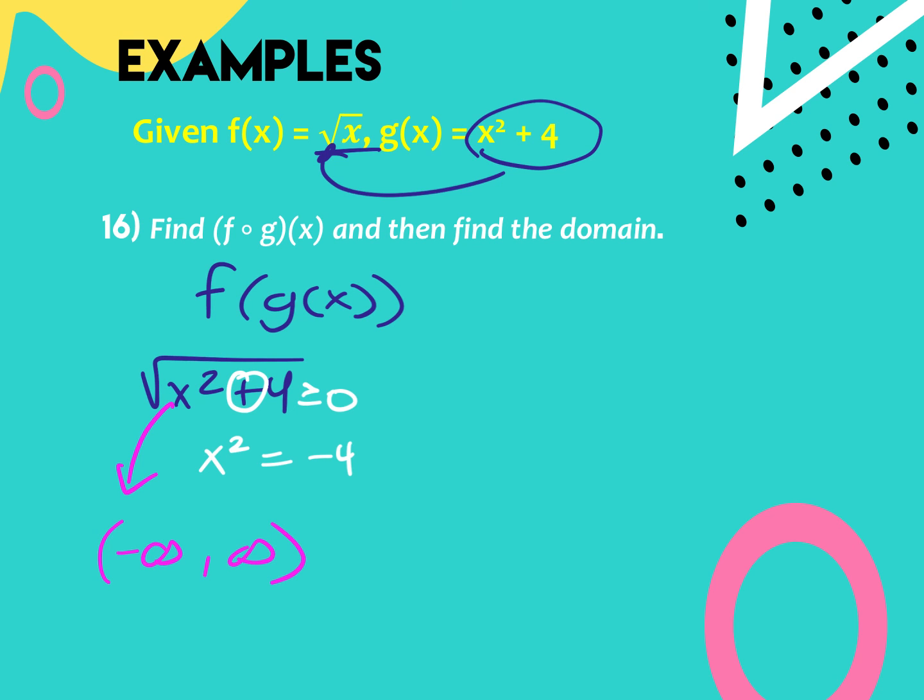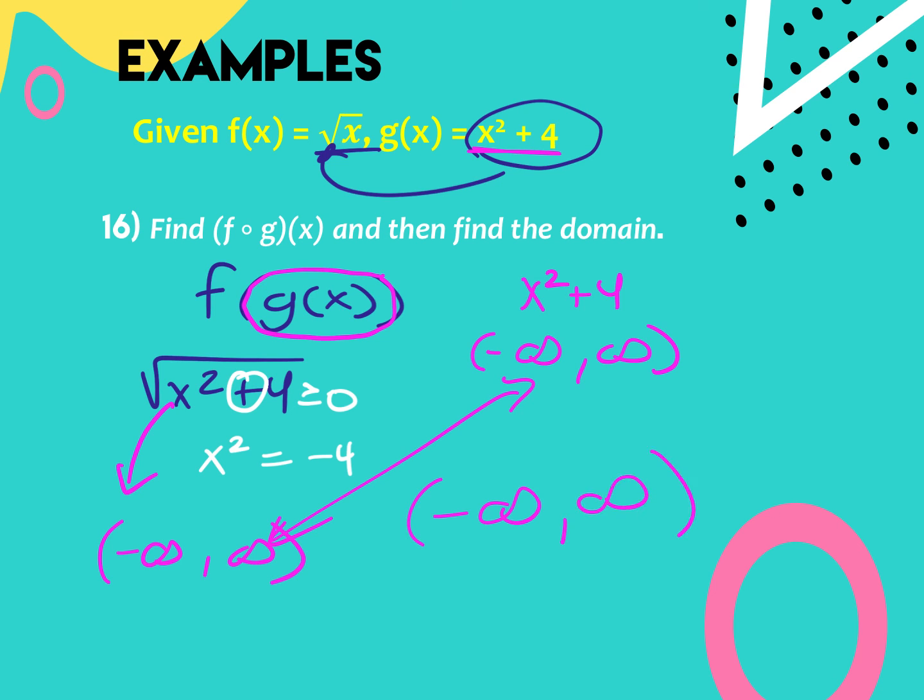So then we have to go back and check the initial domain restriction on the one on the right, which is my g of x. And because that's x squared plus 4, there's no domain restriction there either. That would be -infinity to +infinity. So the overlap here is the whole thing. -infinity to +infinity would be the domain of my combined function, which was this, the square root of x squared plus 4.